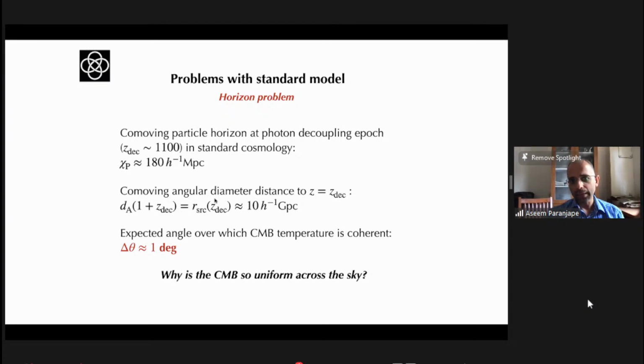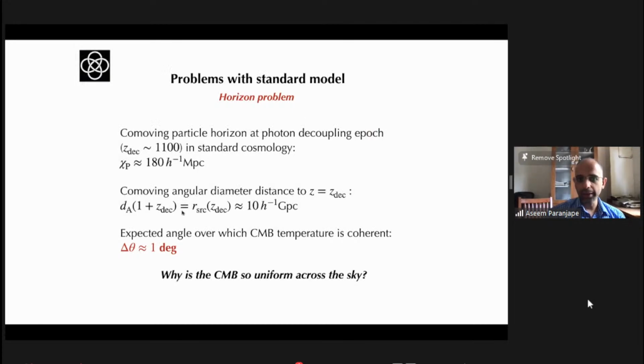In order to do that, if somebody gives me a ruler and wants me to calculate an angle, I have to first calculate an angular diameter distance, because then I can take the ruler and divide it by the angular diameter distance and I get an angle. So what is the co-moving angular diameter distance? Co-moving because I calculated a co-moving particle horizon. So I should calculate a co-moving angular diameter distance. The scale factors will then cancel out.